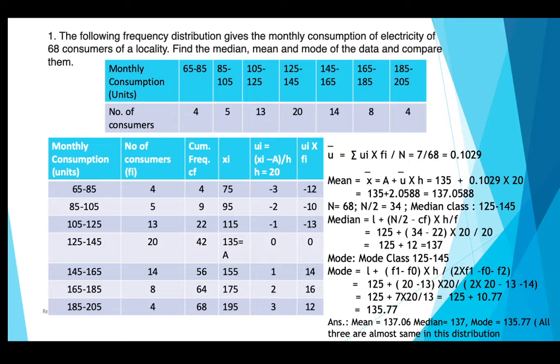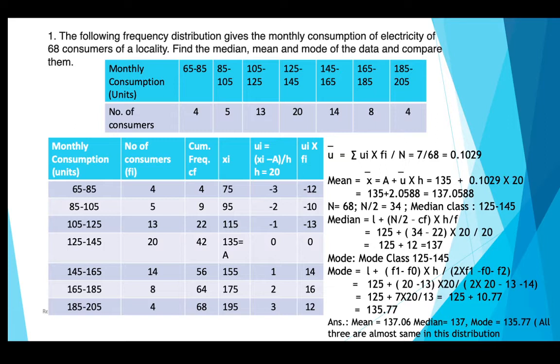Now we calculate Ui, which is the step deviation method of calculating mean. Ui is Xi minus A divided by H. A is 135. We take A in such a way that we are somewhere in the middle, and where the frequencies are large, they are multiplied by a small number. This has been explained also in the video on mean. And here H we have taken as 20, the class width. So we get minus 3, minus 2, minus 1, 0, 1, 2, 3 as Ui.